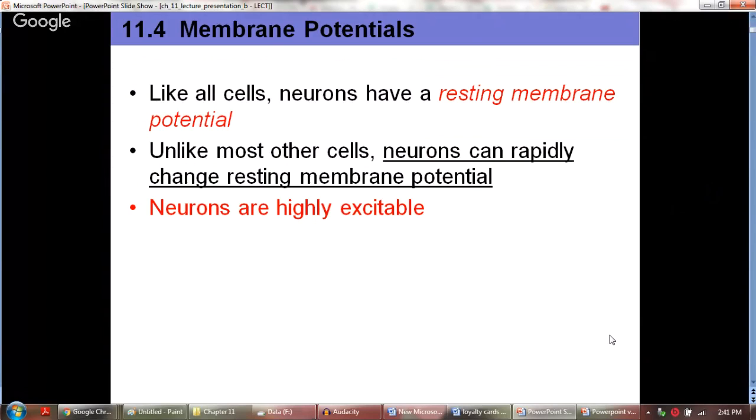So, what is membrane potential? Like all cells, neurons have a resting membrane potential. The resting membrane potential of neurons can be changed very rapidly. And because of that, neurons are highly excitable cells.